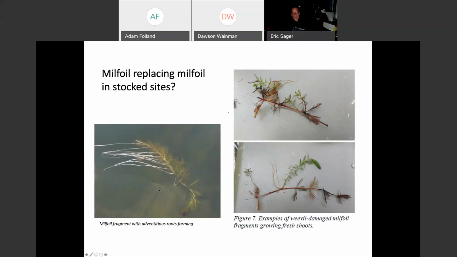And this is an example where you can see where a weevil has chewed on a stem, this little black stuff here. But then there are new shoots that are coming off in between these different sections. So next year's growth, so to speak.